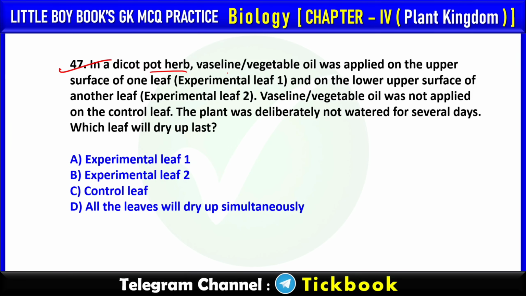47. In a dicot pot herb, Vaseline or vegetable oil was applied on the upper surface of one leaf, experimental leaf 1, and on the upper surface of another leaf, experimental leaf 2. Vaseline or vegetable oil was not applied on the common control leaf. The plant was deliberately not watered for several days. Which leaf will dry up last? Option number B, experimental leaf 2. That means on the lower surface of another leaf, experimental 2.